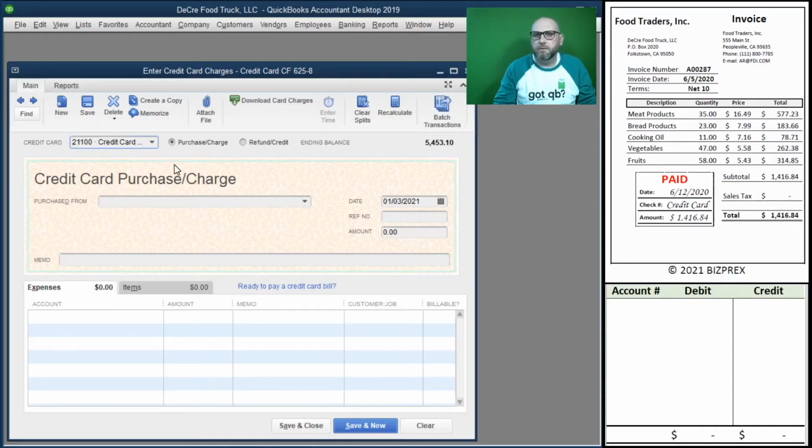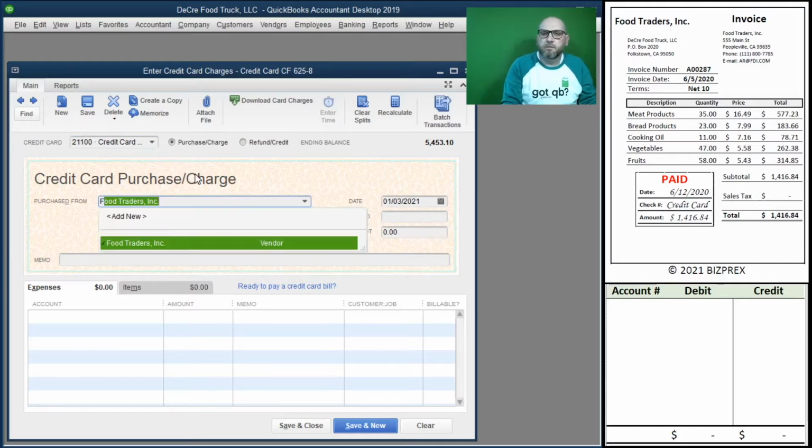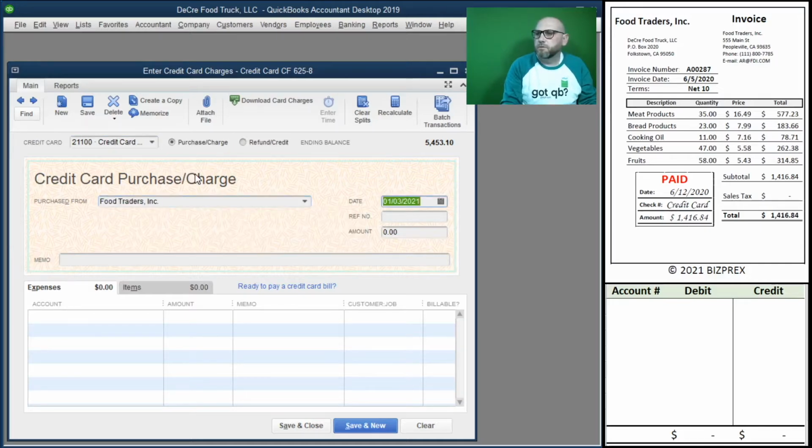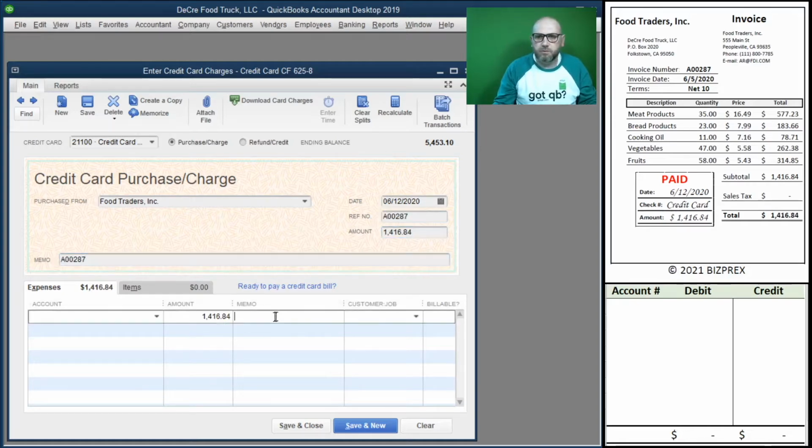Alright, purchase from Food Traders. Make sure the date is correct. Again, we're going to post the date of when we paid it, not the date of the invoice, because we're still in catch-up mode. Alright, we'll continue using invoice number as our memo box.